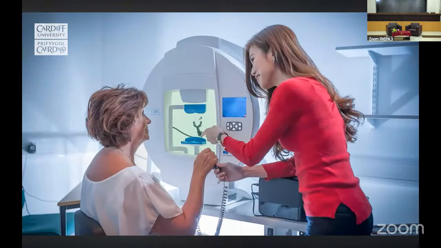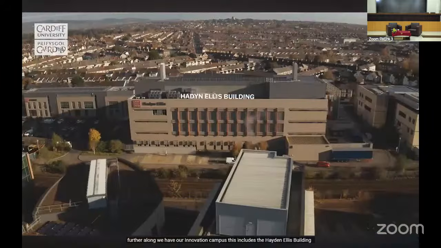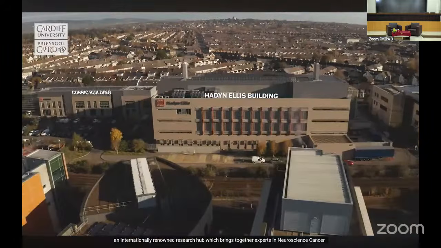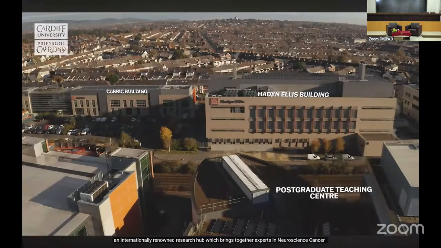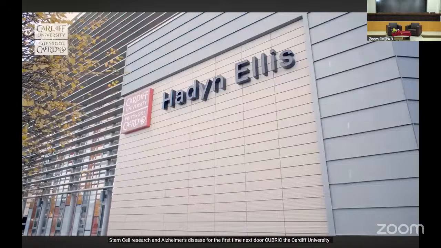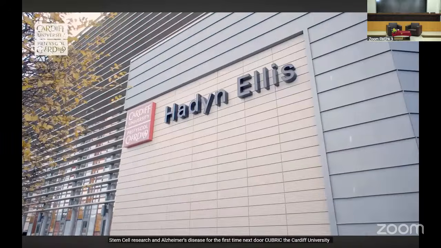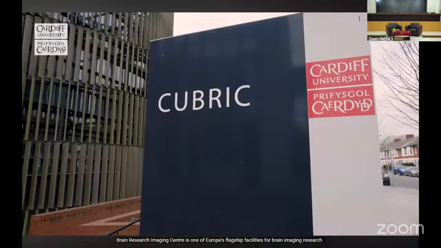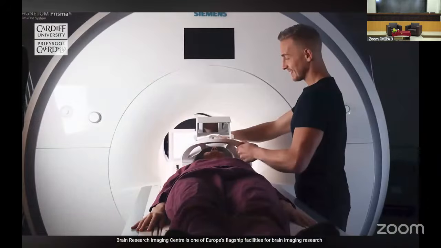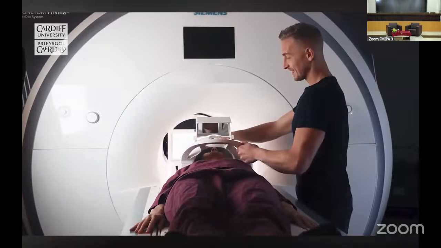Further along, we have our Innovation Campus. This includes the Hadyn Ellis Building, an internationally renowned research hub, which brings together experts in neuroscience, cancer stem cell research, and Alzheimer's disease for the first time. Next door, CUBRIC, the Cardiff University Brain Research Imaging Centre, is one of Europe's flagship facilities for brain imaging research.